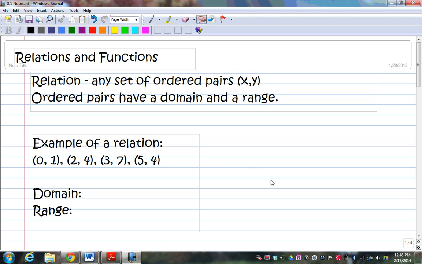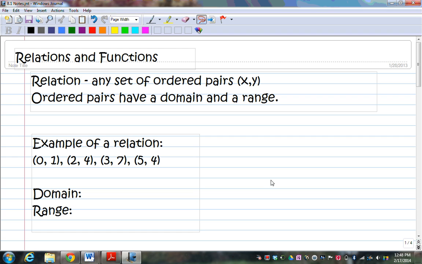Hello everybody! This video is going to cover relations and functions. There's a lot of terminology here, so make sure you understand all of these so it'll make it a little bit easier when doing the work. First is relation. What is a relation?